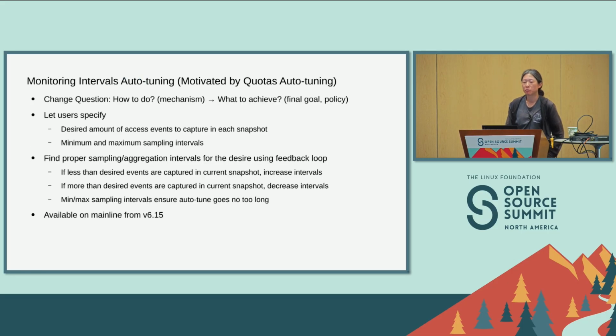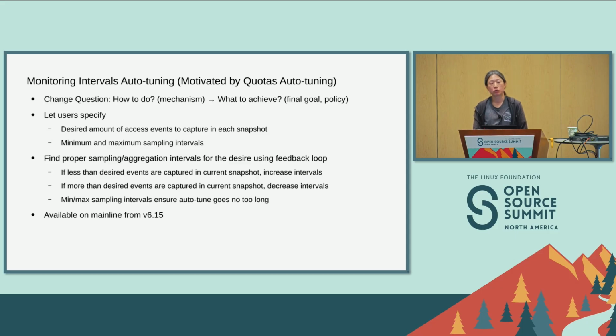Therefore, we have recently implemented the auto-tuning feature, motivated by DAMON's quota auto-tuning. That is, we found that we were asking a similar poor question to what we were asking DAMON's quota users. We are asking what intervals you want. It is a kind of mechanism question, how to do it. When should we do this, and when should we do that? Rather than that, we have a clear goal that the users would want to achieve: a meaningful amount of access events in each of the snapshots.